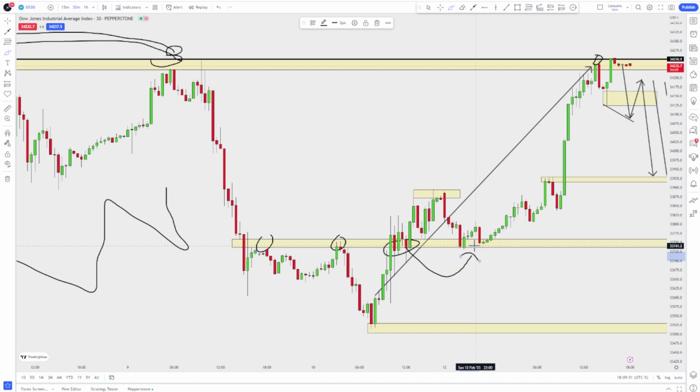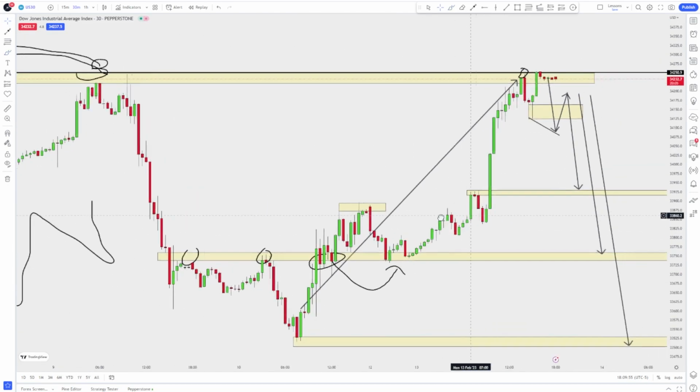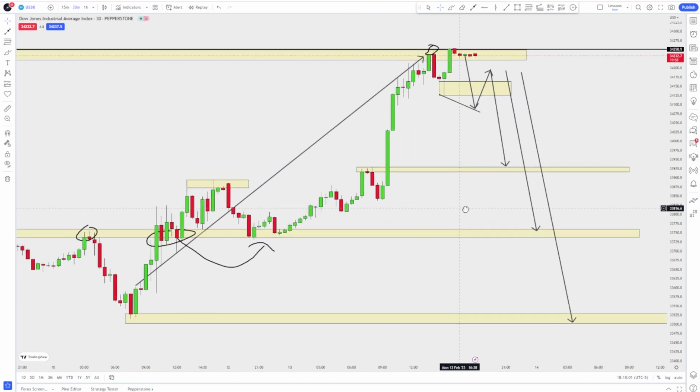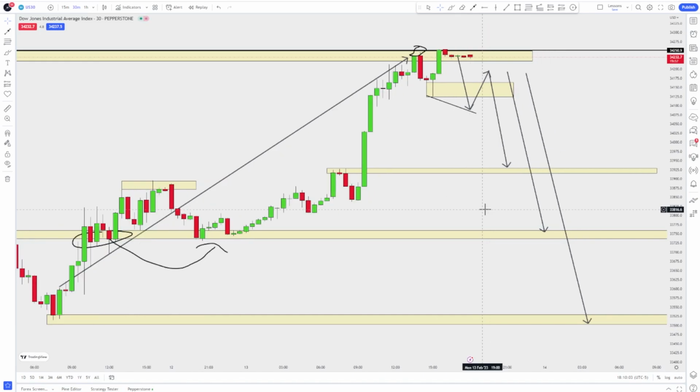So I hope this is making sense. Don't undermine these levels. When price approaches those levels, make sure that you observe and pay attention to how it is really changing as it is approaching those levels. I hope this is making sense.